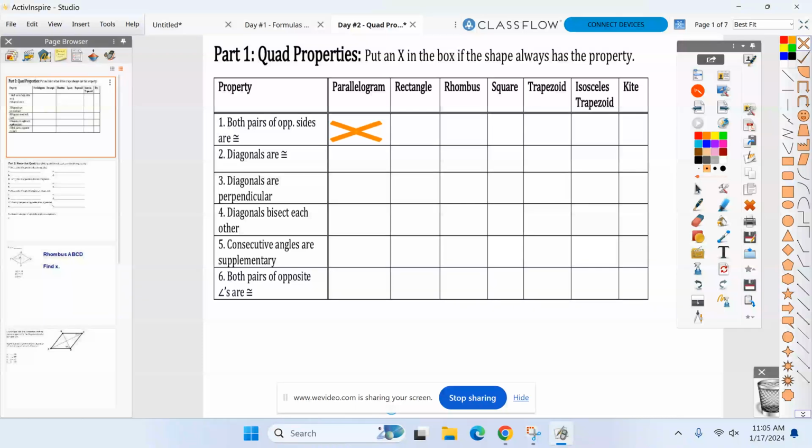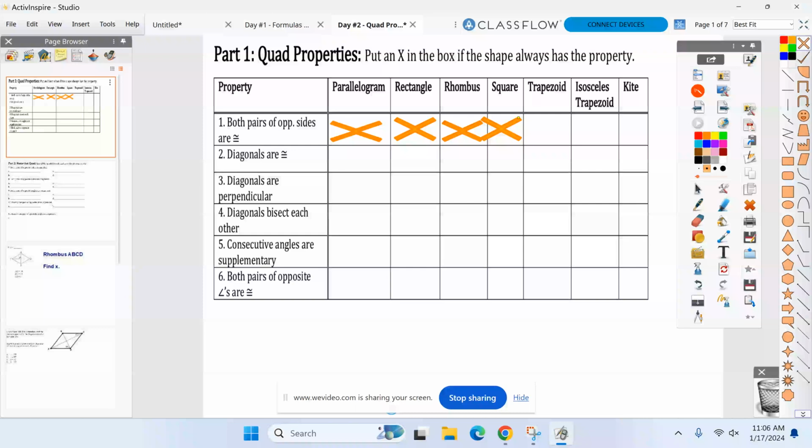Now let's make this easy on ourselves. If that's a property of a parallelogram, it's a property of the rest of the family, which includes rectangle, rhombus, square. Trapezoid? No. Isosceles trapezoid? Both pairs of opposite sides congruent? Nope. How about a kite? No. Two pairs of adjacent sides are congruent, but not opposite sides in a kite.